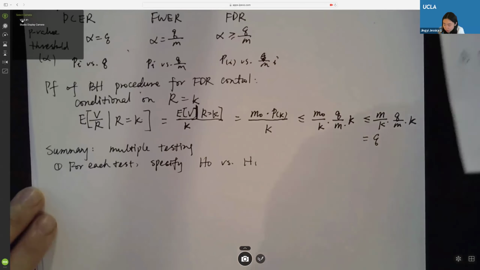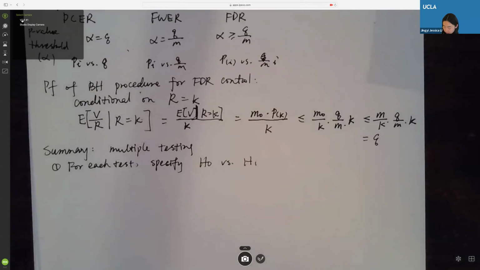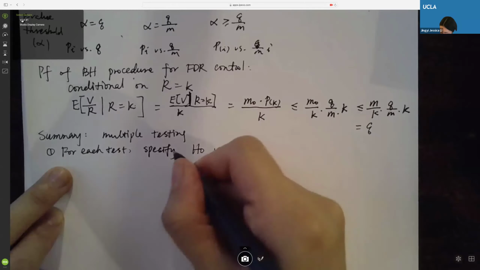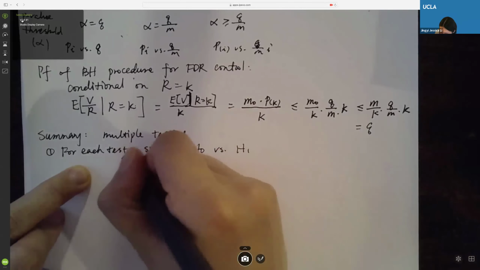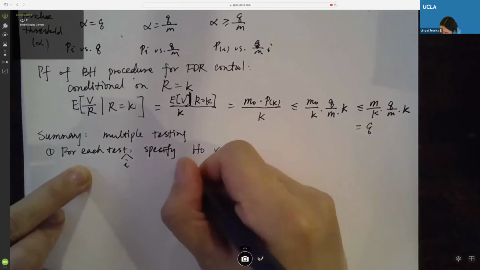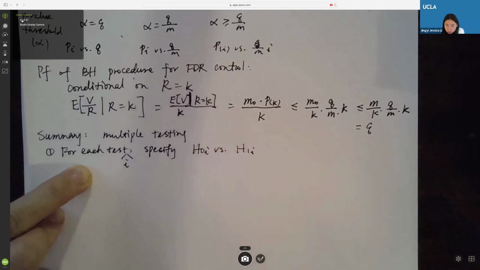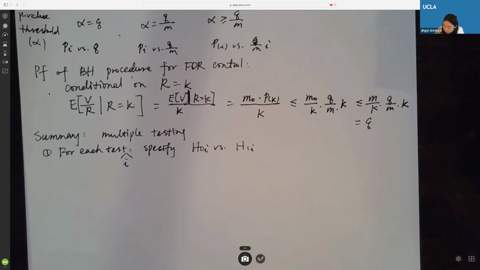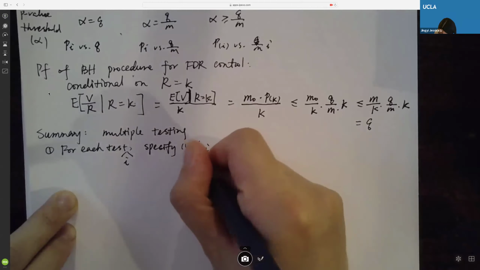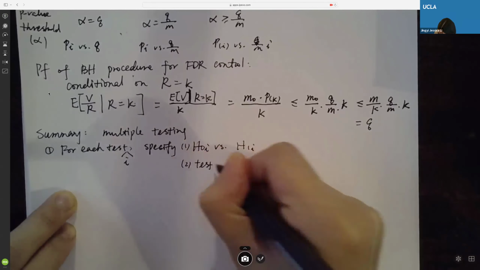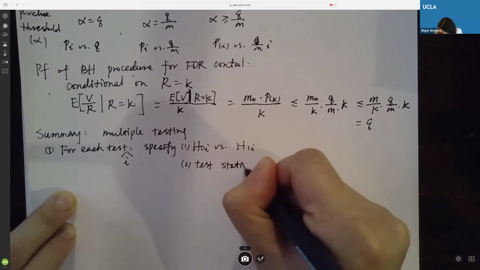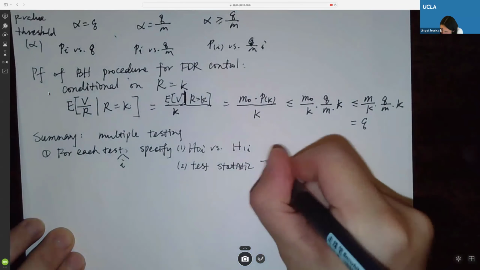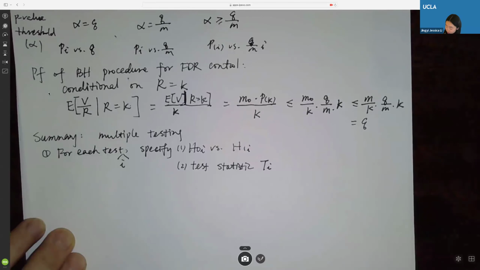You need to specify the null hypothesis and alternative hypothesis. And the second thing is that you need to select each test i, and specify what is the null and alternative hypothesis for this, for example, gene i. And second, you need to specify the test statistic. The test statistic, let me call that Ti for each gene, like gene i.